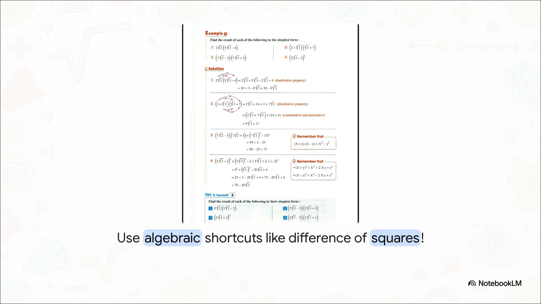Square the first term to get 49 times 2, which is 98. Square the second term to get 25. 98 minus 25, and watch that huge, complicated problem melt away into a simple, beautiful 73.